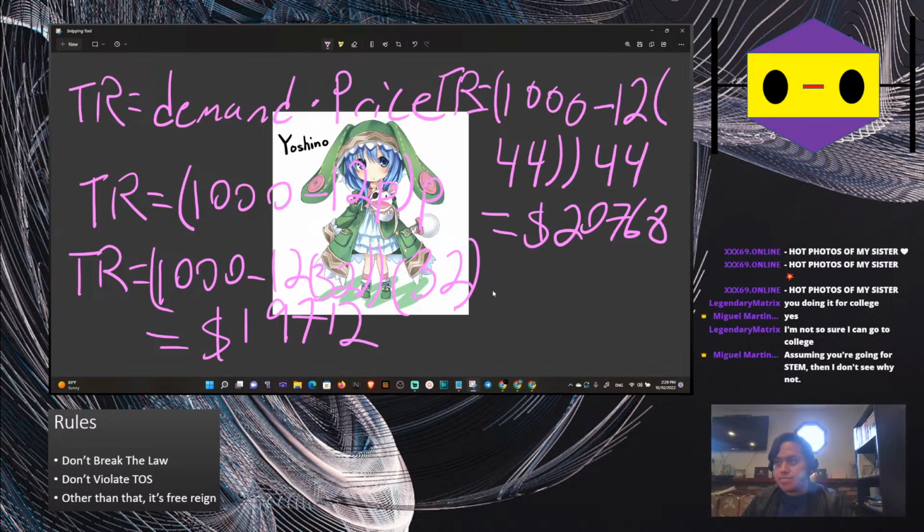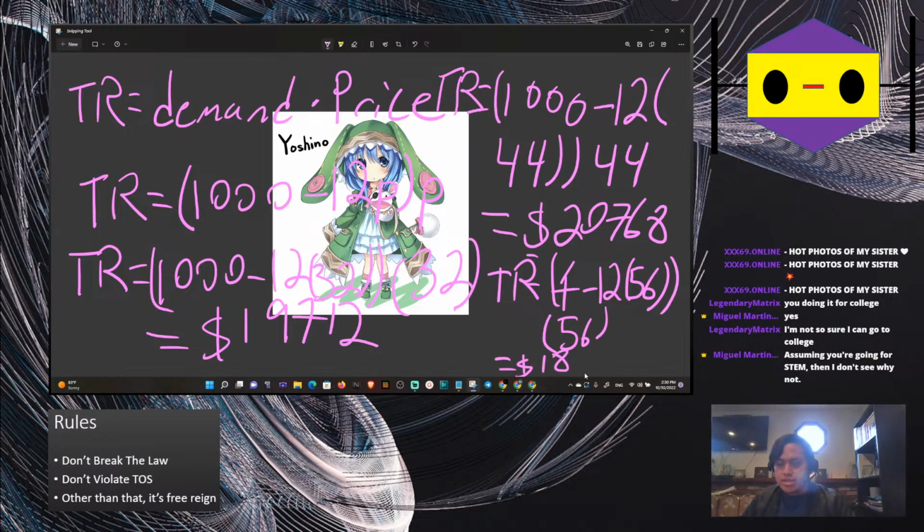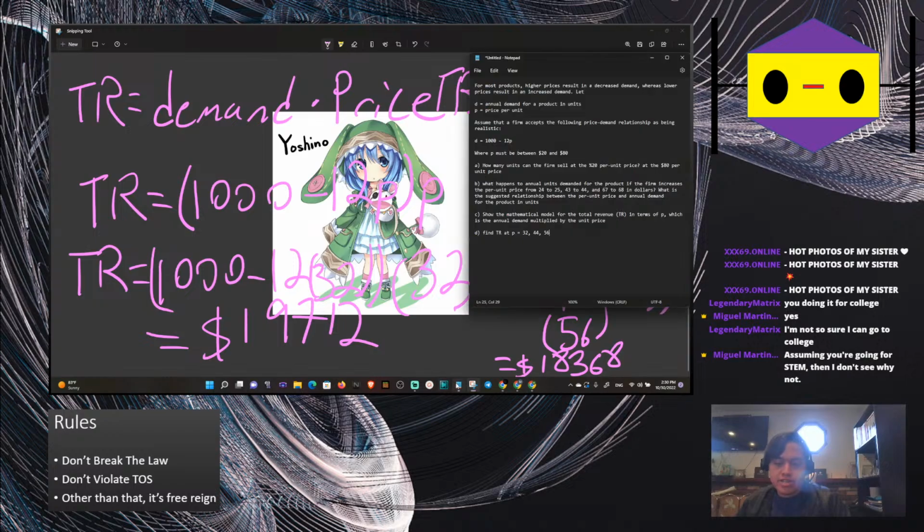And then finally, we have TR equals 1,000 minus 12 times 44. My bad, not 44, 56, because we're doing the last one. Close parentheses, times 56. And that'll give us this number here, which is 18,368. So among all of them, TR at P equals 44 gives us our highest number, which is 20,768. Cool? Yeah.